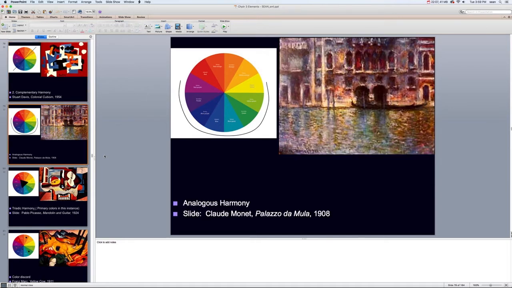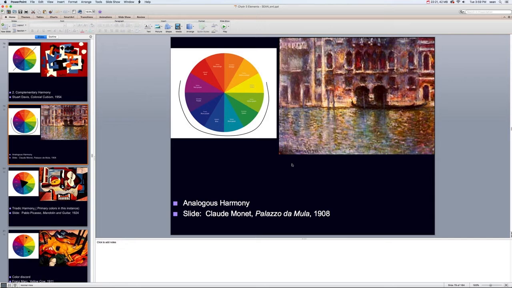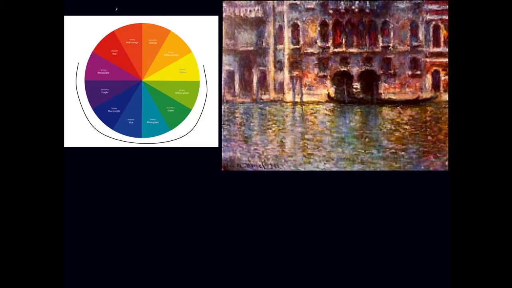The next one is an analogous color wheel, which is basically all the colors that are beside each other. So if I wanted to do a color scheme between blue and yellow, then I would want to use all these colors between the two to make it more harmonious. Okay?